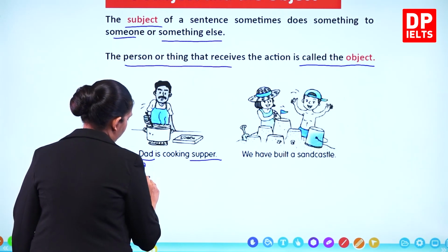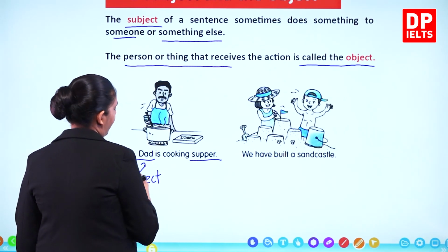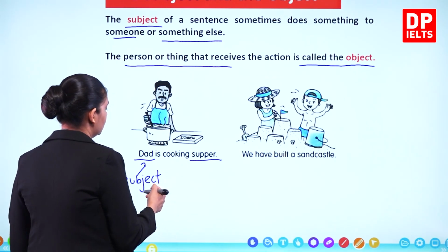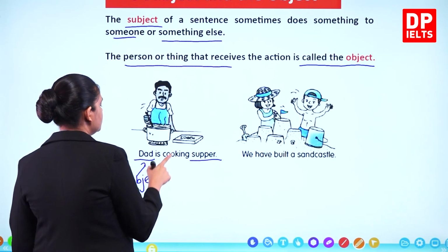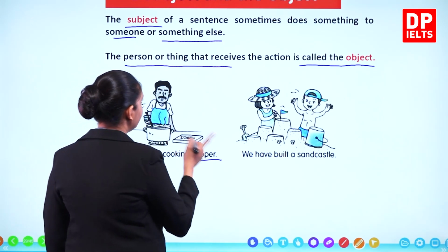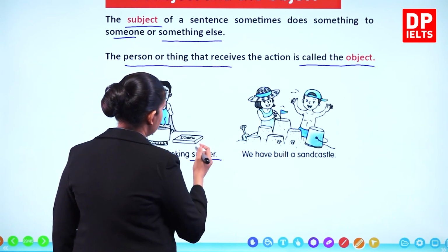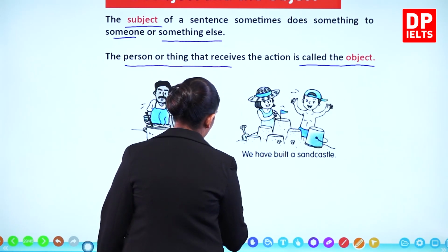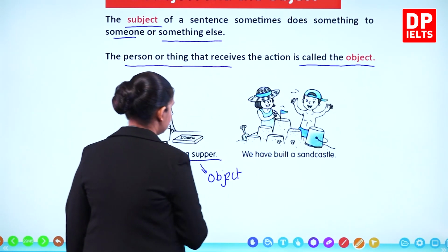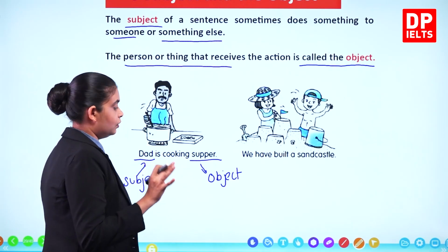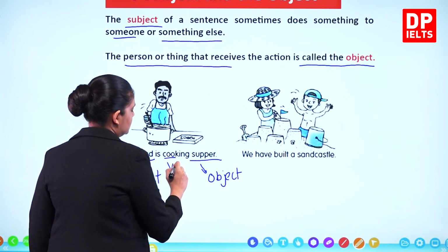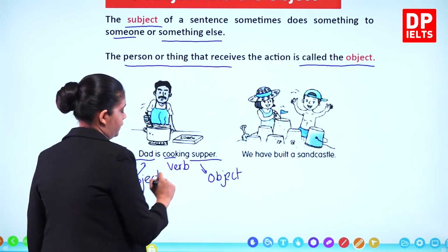Who is doing the action? Dad. Dad is cooking supper. Who is cooking? Dad. What is he cooking? Supper. Cooking, the cook is the verb. So therefore we call it the verb.